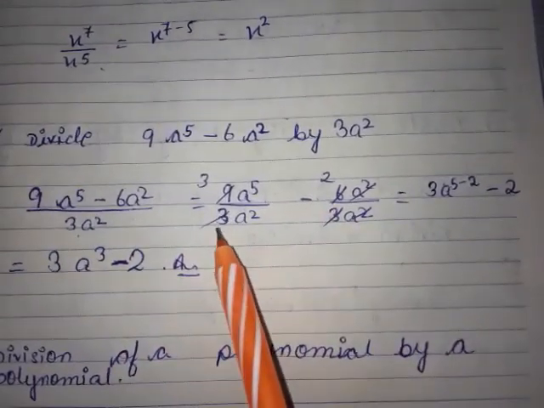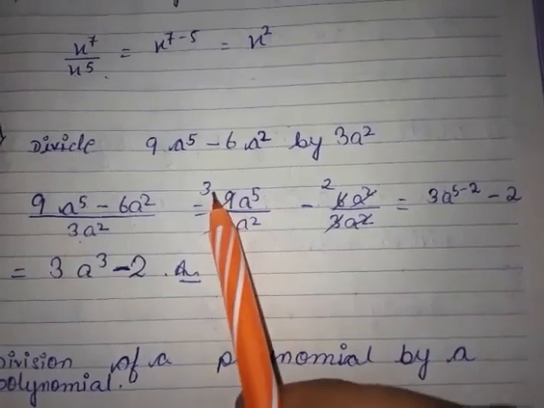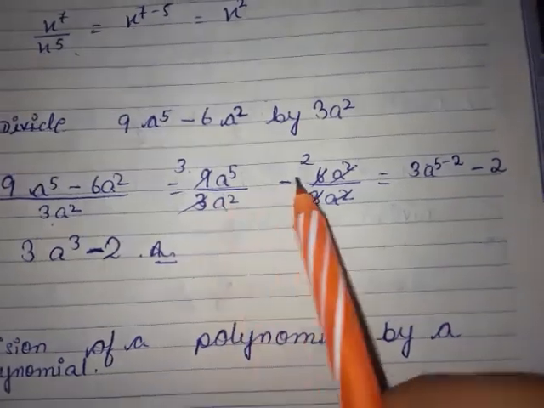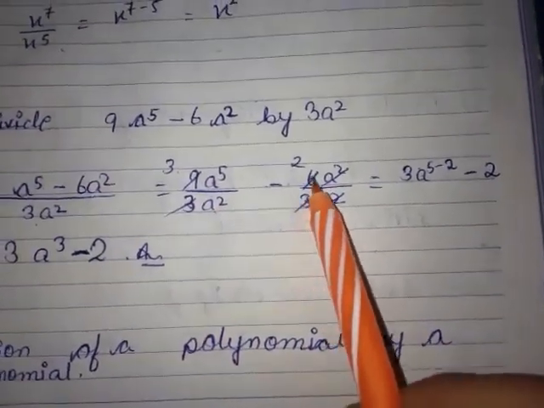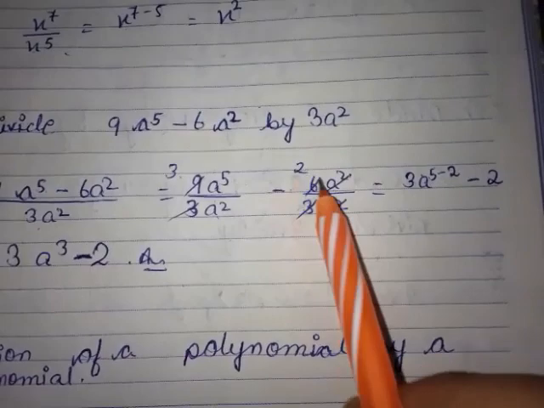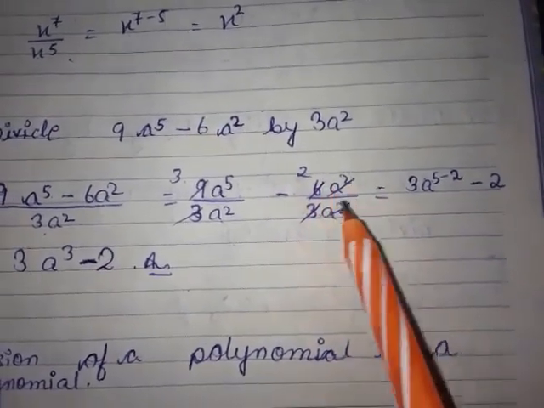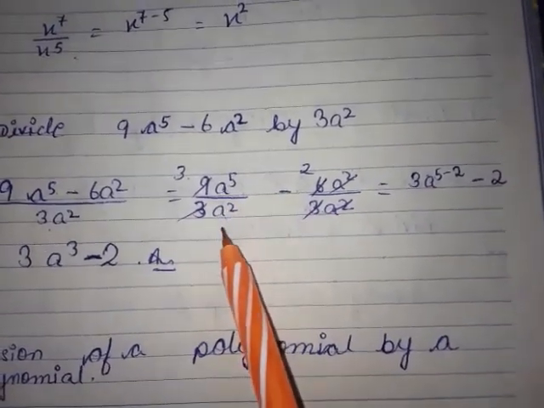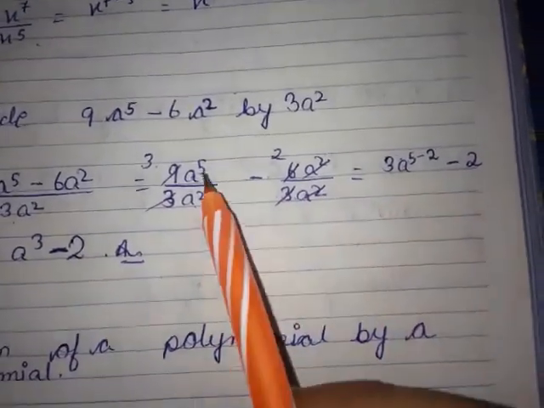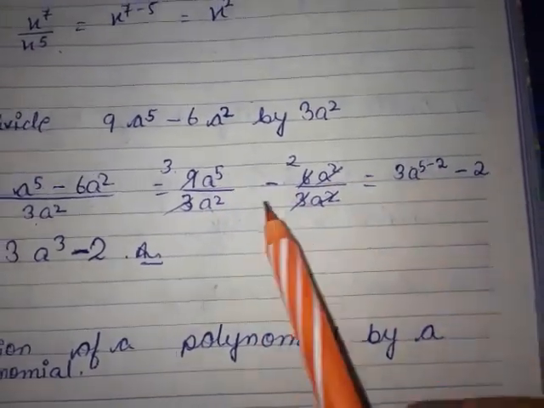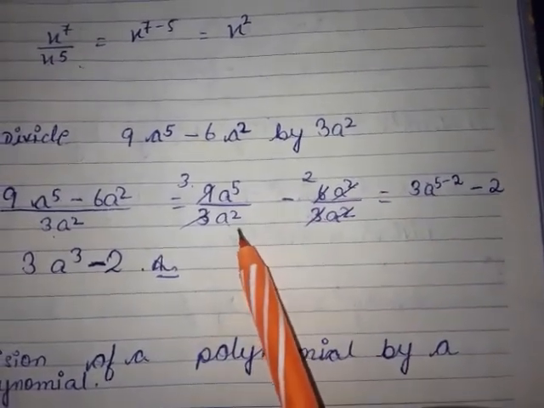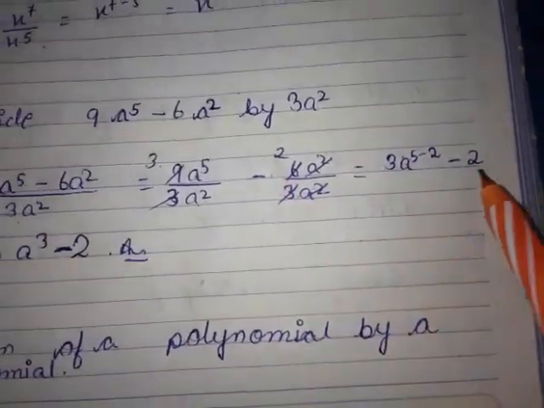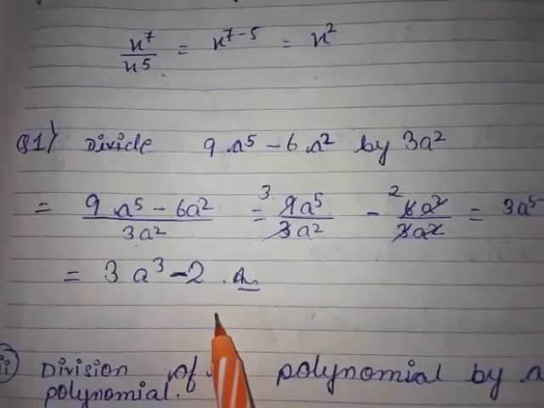Now I have cut number with number. 9 divided by 3 gives 3, and a to the power 5 by a to the power 2. Minus 6 divided by 3 gives 2, and a square I have cut, so 2. Here you can see there is a here and a here, the base is the same, so I have written a once. The upper power is 5, I have written 5, minus the lower power. What is the lower power? The lower power is 2, so 5 minus 2. The answer is 3a cube minus 2.